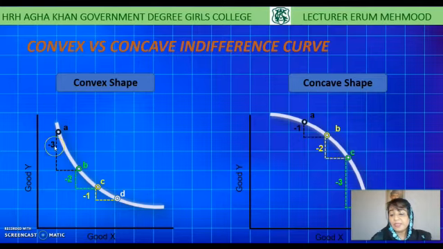In this diagram and in this pattern, the consumption of good Y decreases in order to get 1 additional unit of good X. That's why the slope of the indifference curve becomes diminished. Whereas in this diagram, the consumption of good Y increases in order to get 1 additional unit of good X. So the slope of the indifference curve does not diminish. So it is clearly defined: the indifference curve has a convex shape.